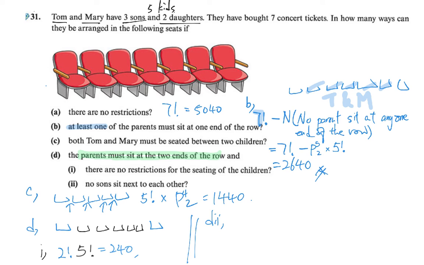How about D2? The parents must sit at the two ends. So again, you should have 2. And what's next? No sons sit next to each other. So the two ends have to be the 2 parents. And now it's talking about these 5 seats, 1, 2, 3, 4, 5. When you arrange the sons, no sons can sit next to each other. It means these must be son and son, right?